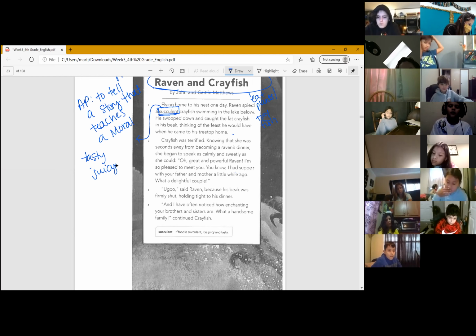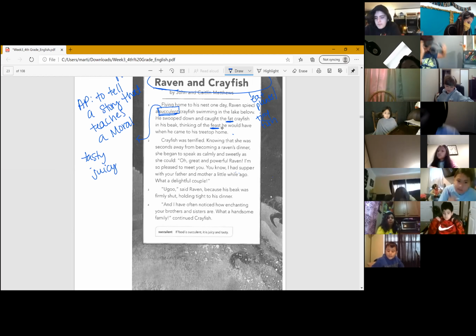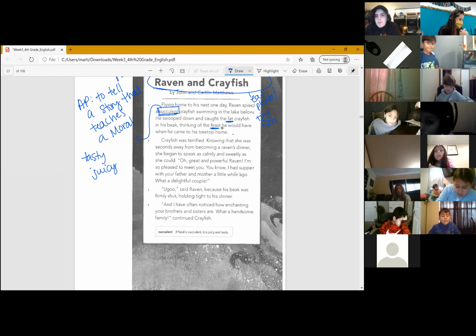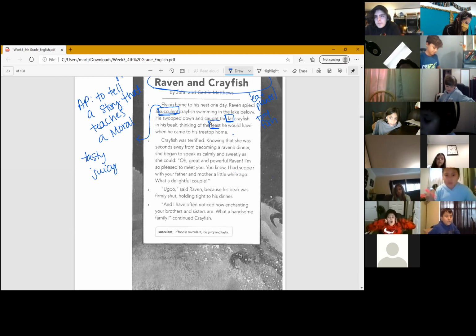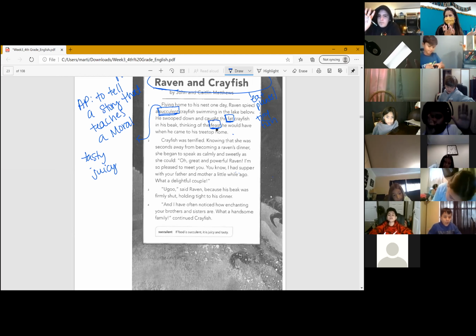He swooped down and caught the fat crayfish in his beak, thinking of the feast he would have when he came to his treetop home. So were we right? Succulent means like juicy, yummy, tasty. He's describing it, the fat crayfish, thinking of the feast. He didn't say thinking of lunch, he said the feast. What is the difference between lunch and feast? So feast is big with lots of people.